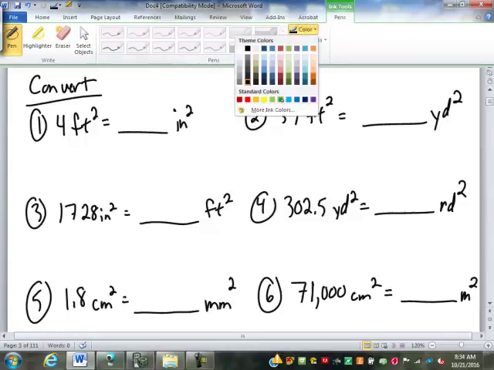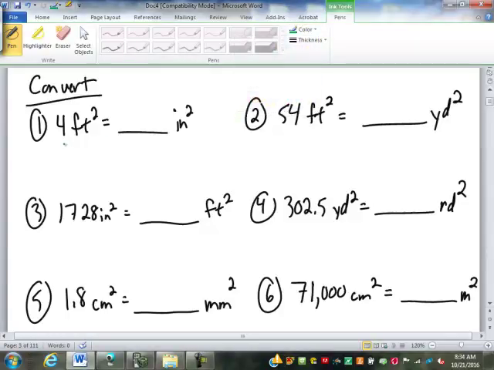So for the first one up here, 4 feet squared converted into inches squared. What's our conversion? Yeah, 144. The foot is the larger unit, so that's 1. There's 144 square inches in a square foot. Remember, there's 12 inches in a foot, so when the units are squared, we have to square that conversion. So 4 times 144 is 576.